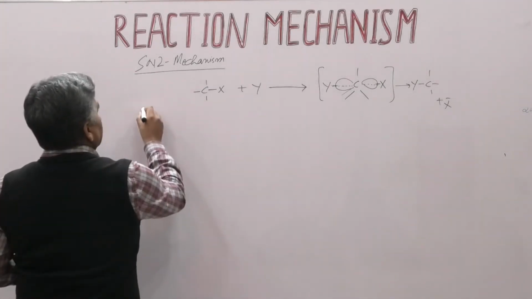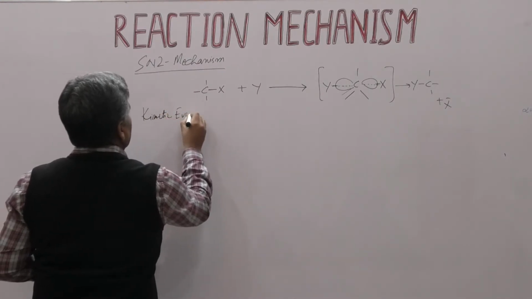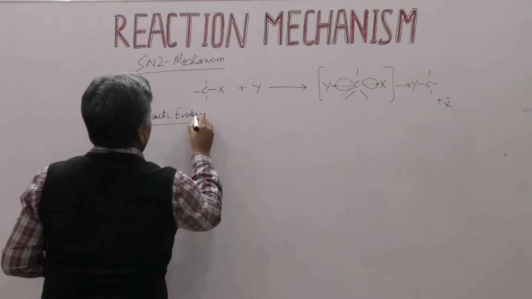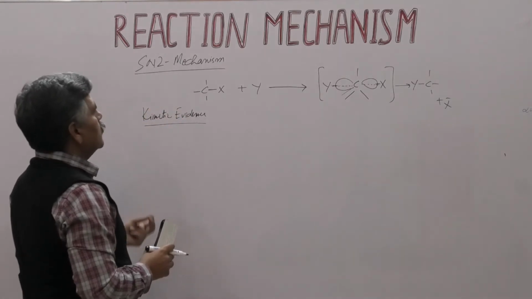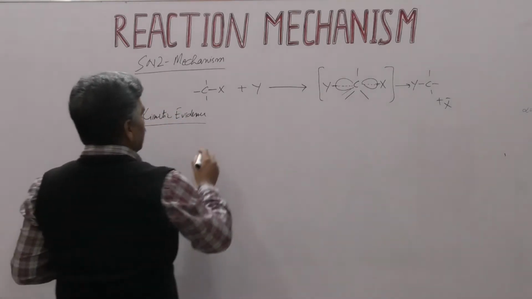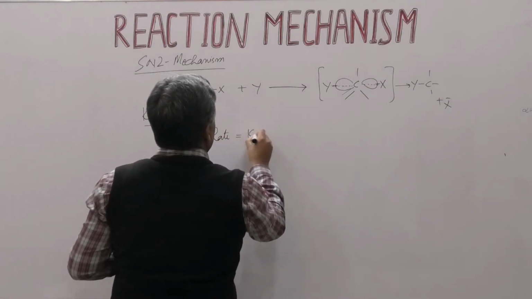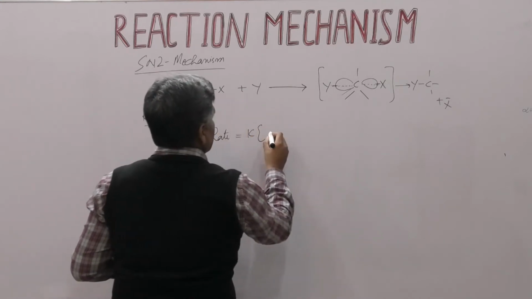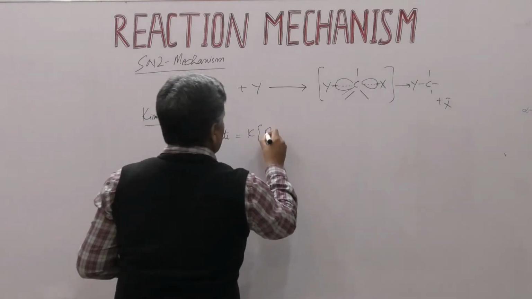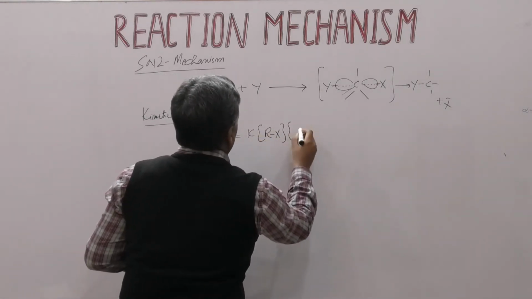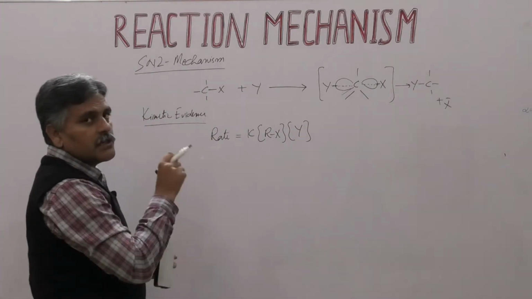So when we discuss the kinetics of this reaction, kinetic evidence. In kinetic evidence, the rate of reaction, when we write the rate expression, then we have rate is equal to k, first order for this RX, and first order for this attacking nucleophile. So as a whole, this reaction is a second order reaction.